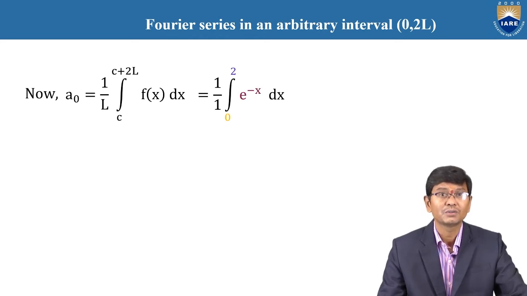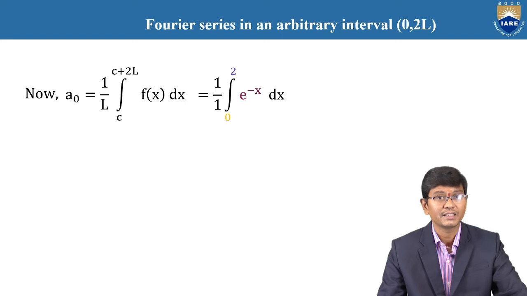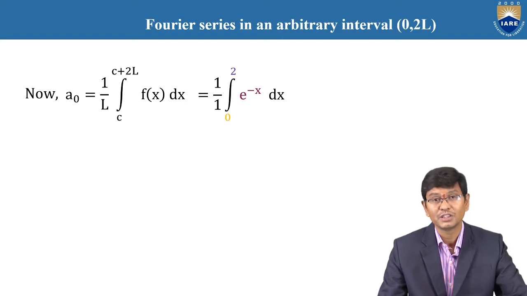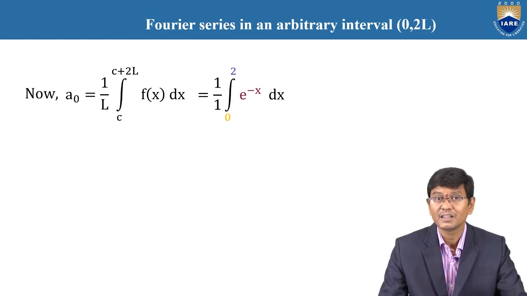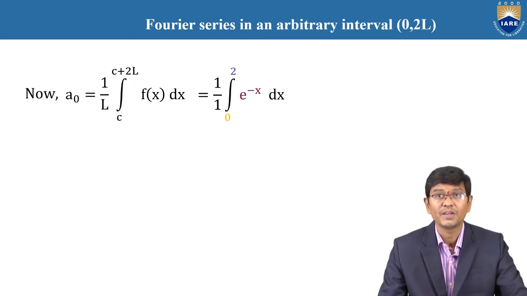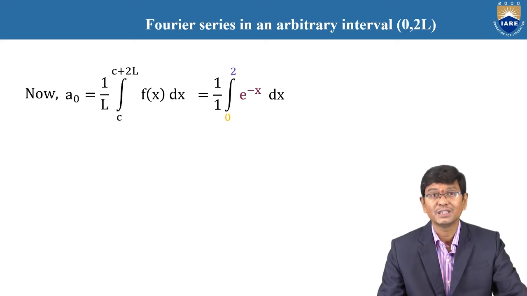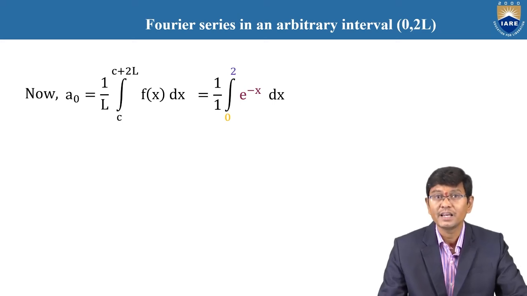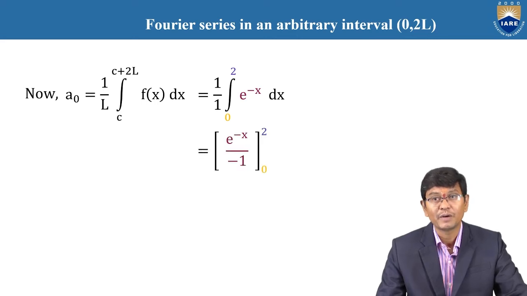We know that a0 is equal to 1 by L integration from c to c plus 2L of f of x into dx. Here L is equal to 1, and f of x is the given function e power minus x. Therefore, 1 by 1 into integration 0 to 2 of e power minus x dx. The integration of e power minus x is minus e power minus x, between the limits 0 comma 2.